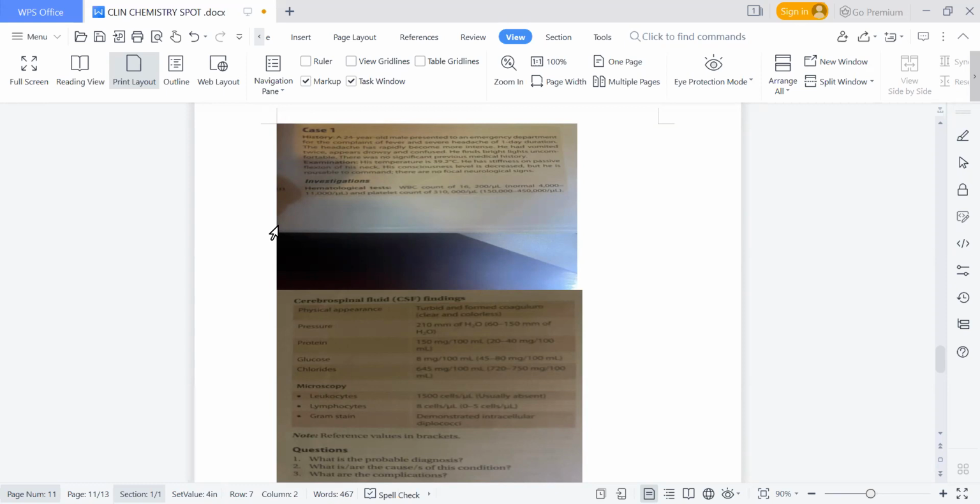Normally CSF is clear and colorless, but if it's turbid, it signifies that there are white blood cells or pus present in the CSF. If CSF is red, it means that there are red blood cells there. And if it's yellow, it can point towards jaundice.